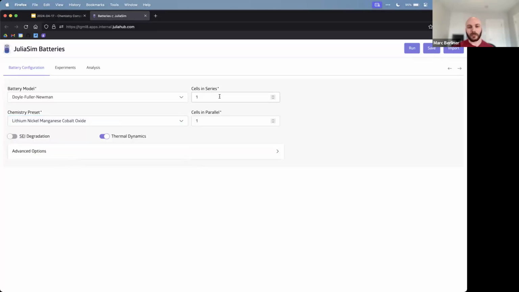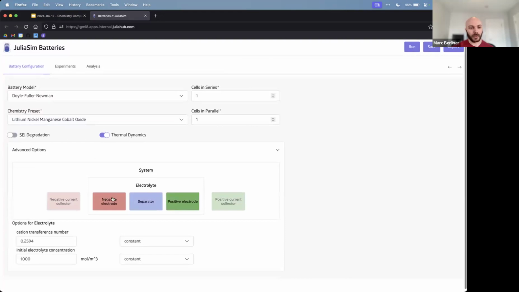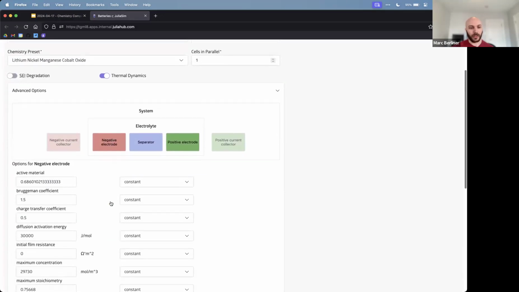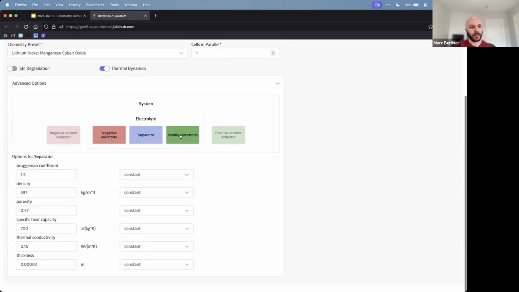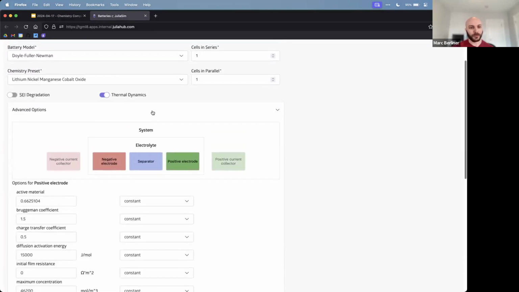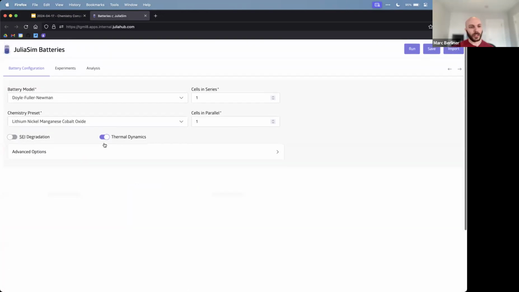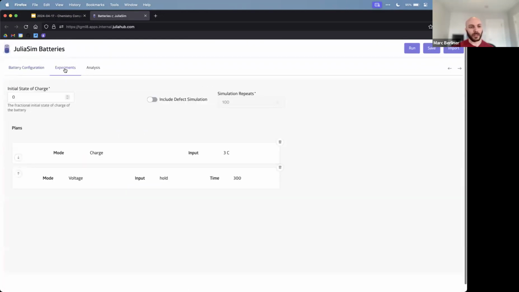We can specify the number of cells in series and in parallel. And as well, we can change any of these parameter options in our system, such as the material properties in our negative electrode, our separator, or our positive electrode. So the way that we set up an experiment for this 3C CCCV fast charging simulation is we specify the experiment in this tab right here.